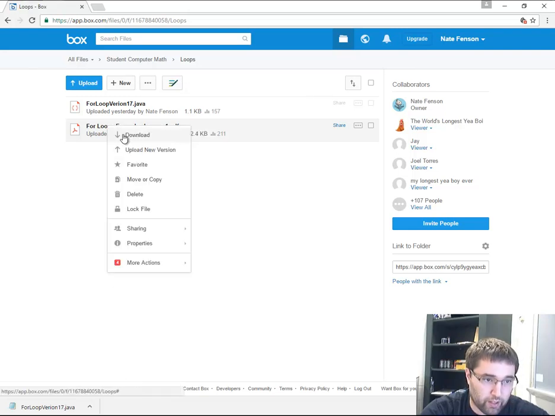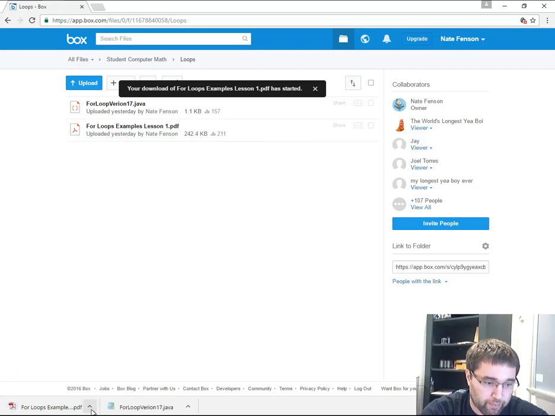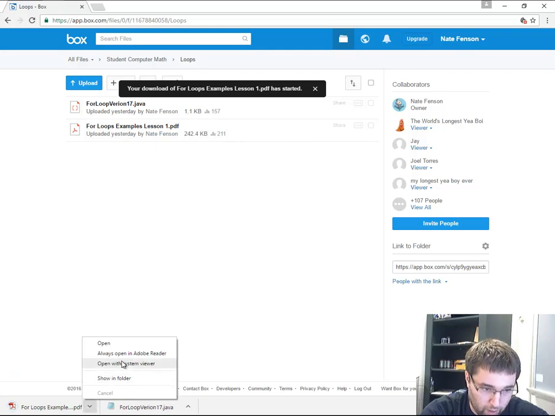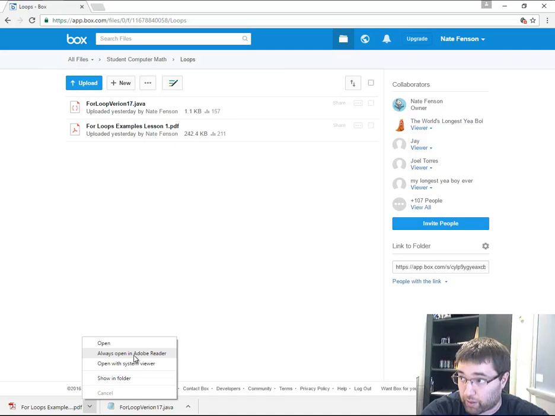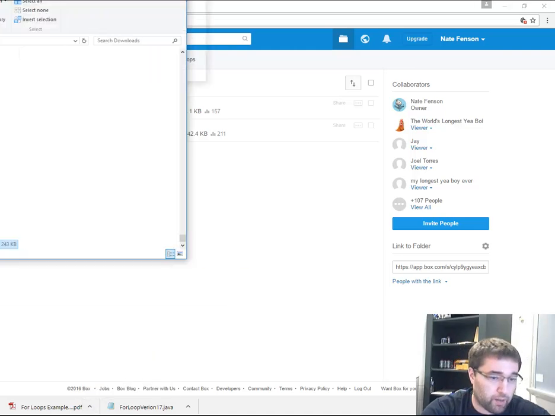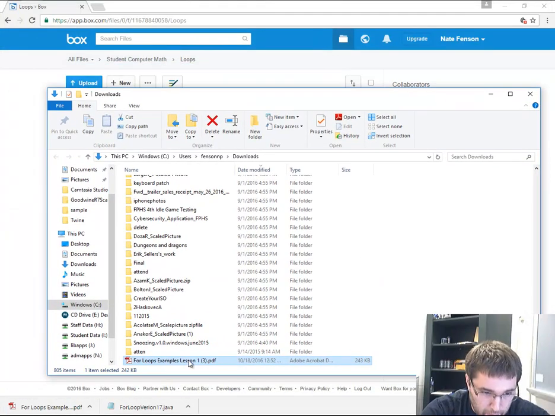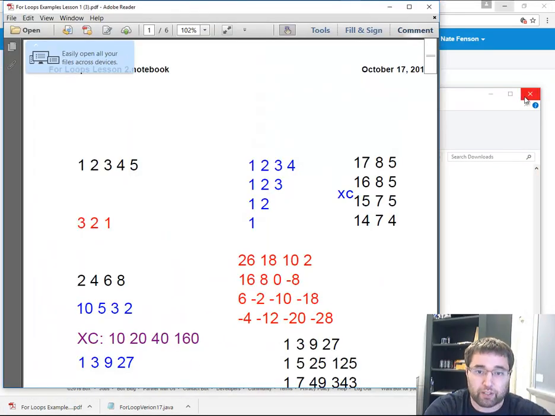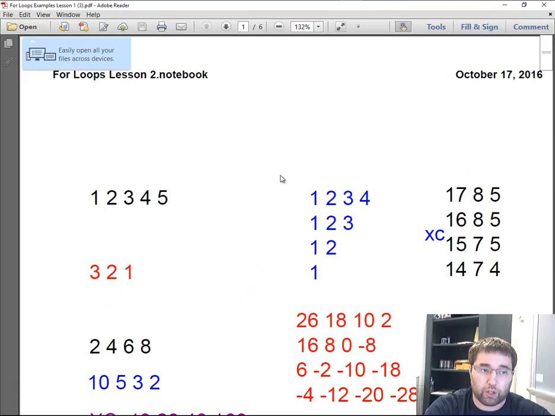So I'm going to right click, download the PDF. Right click, show and always open in Adobe Reader, that could work. Or you go show in folder, and then when the folder opens up, you just double click on the PDF. And what happens is it opens up in Adobe PDF, which is so much better.